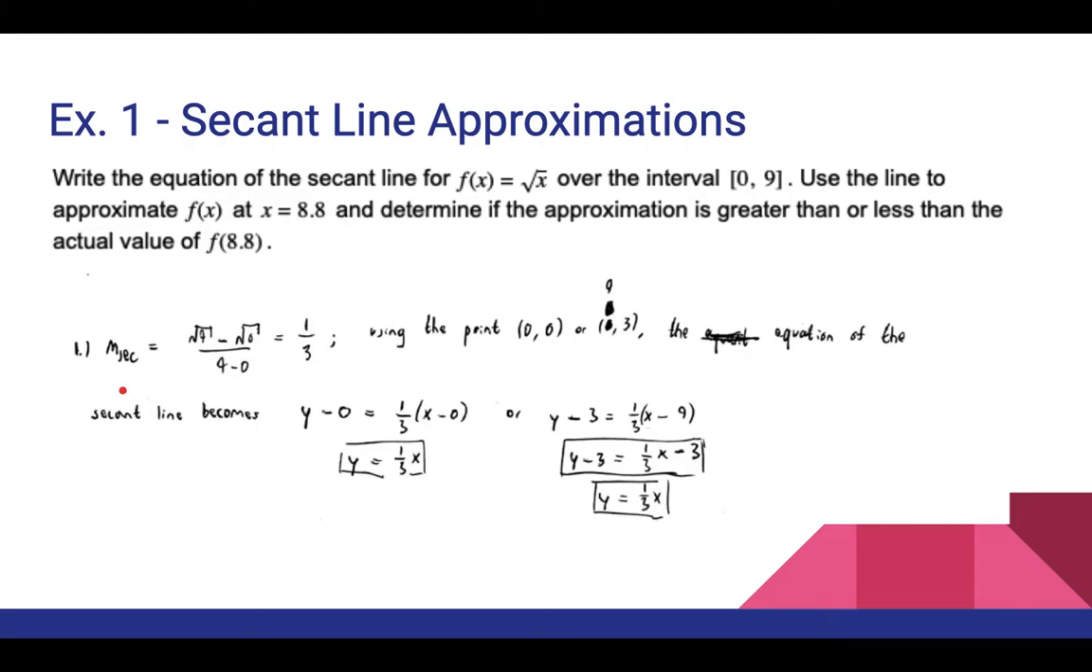So first thing we're going to do is calculate our average rate of change for the slope of the secant line. So we have square root of 9 minus square root of 0 divided by 9 minus 0, which is just equal to 1/3. So now we can use either the point (0, 0) or (9, 3) to get the equation of the secant line. We get the y values for our coordinates by just plugging the x values into our function. So for x equals 0, y equals 0. For x equals 9, y will equal 3. So the equation of the secant line is going to become y minus 0 equals 1/3 times x minus 0, or just y equals 1/3 x, or y minus 3 equals 1/3 times x minus 9, which reduces down to y equals 1/3 x. So again, you can use either point and you'll get the same equation of the secant line.